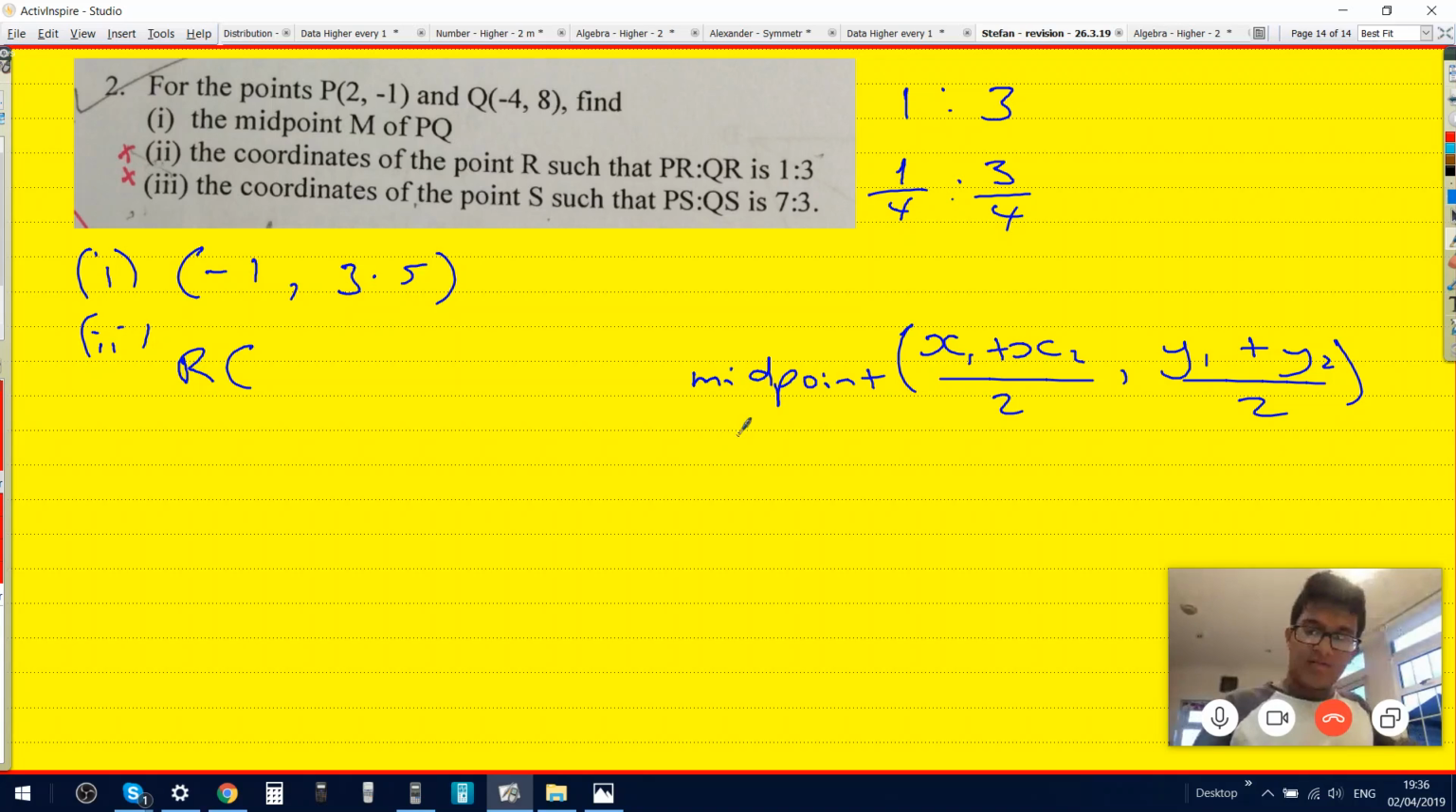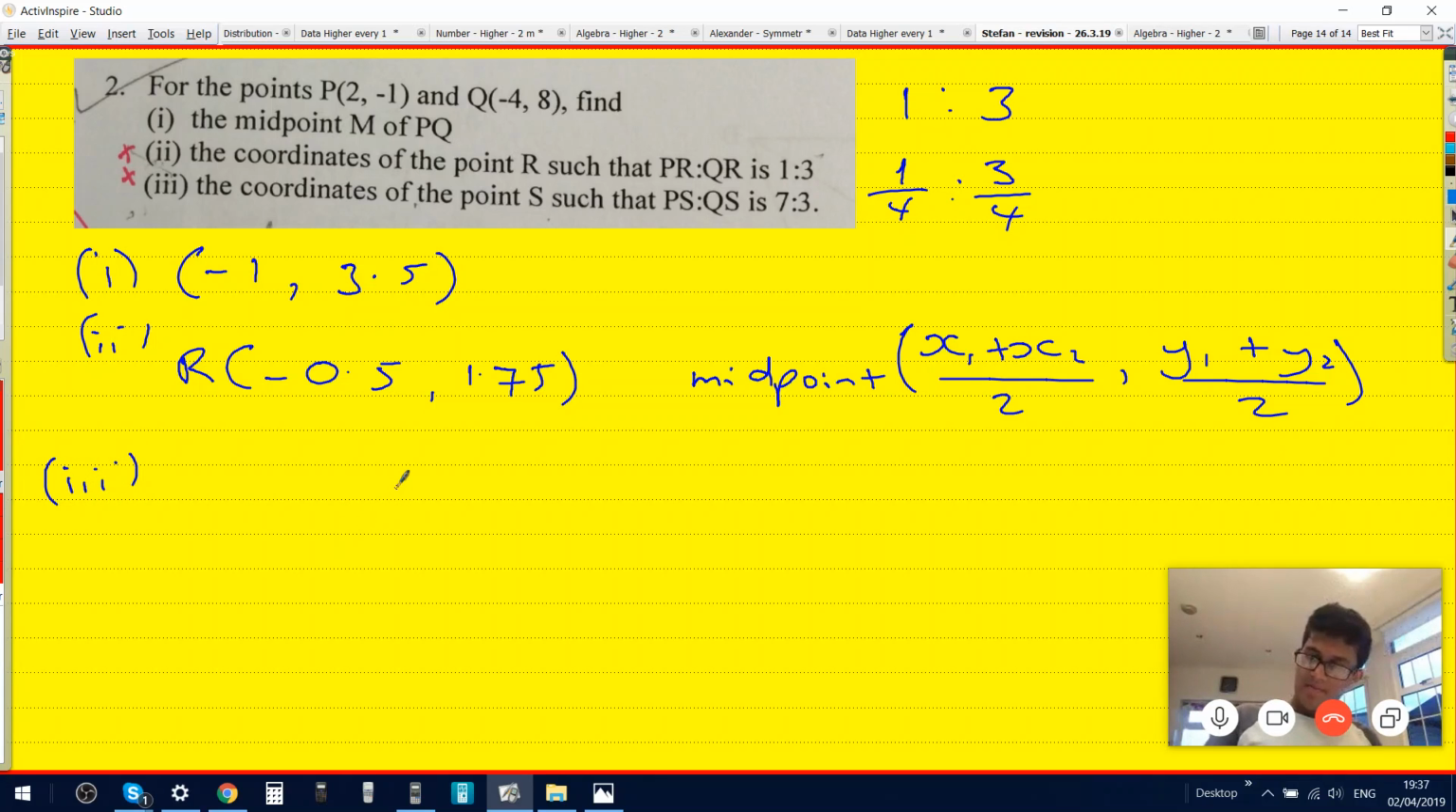Okay. Oh, that's quite interesting. So then minus 4 plus 2 divided by 4 is minus 0.5. And minus 1 plus 8 divided by 4 is 1.5. Yeah, and you can see that those are both half of the midpoint.